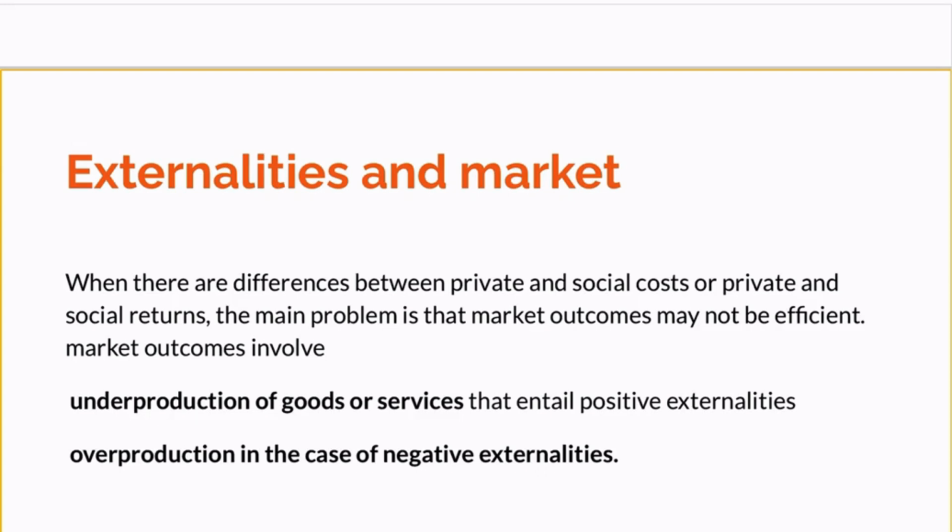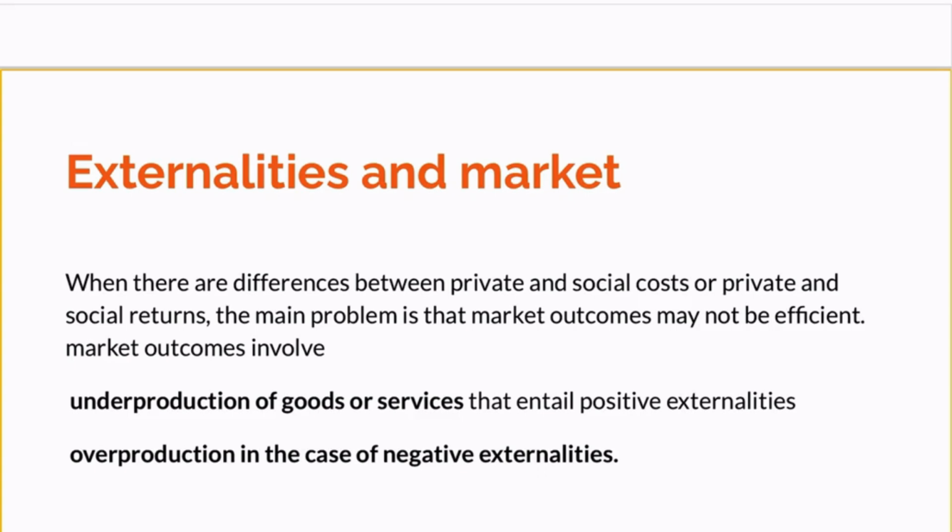Whenever there is a difference between the private cost and social cost, we say there is an externality. Or if there is a difference between a private benefit and social benefit, there is an externality, right? Now, what happens because of this externality? How does it change the market outcome?